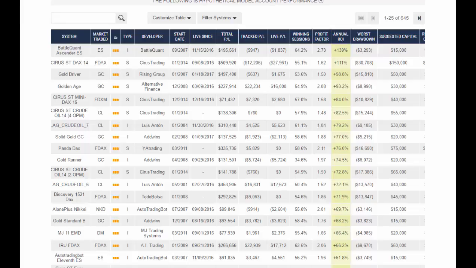Are there inconsistencies between the tracked P&L and live P&L? And if so, for how long? Check the worst drawdown. Is it greater than the required capital? What does that tell you? You want to take a look at as much relevant data as possible before you make a decision on whether or not to subscribe to a system. You want to get a big picture view of the system, and looking at all the details is really the only way for you to get that perspective.